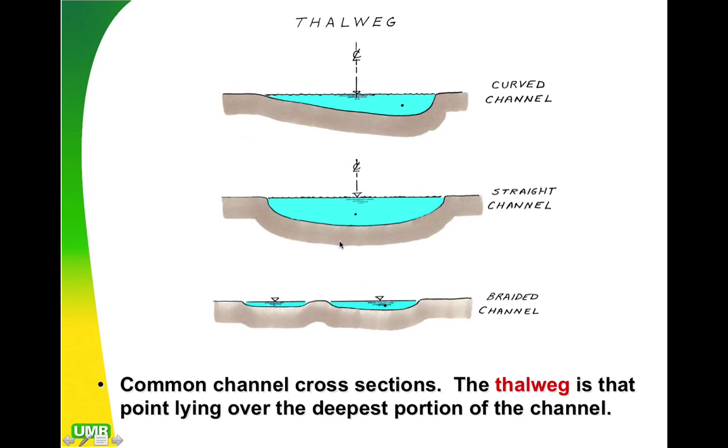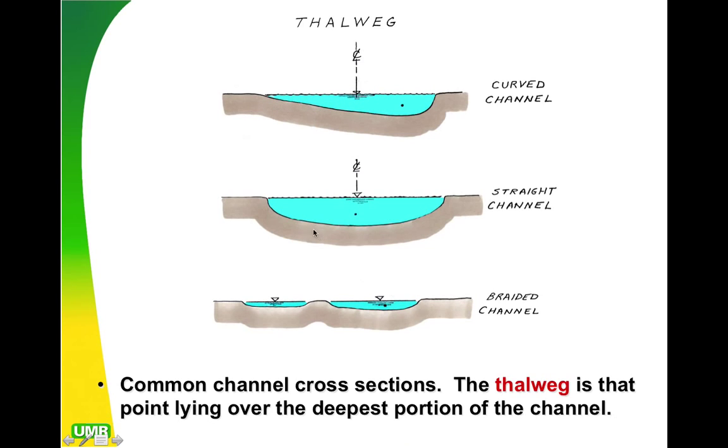And then you might be able to look at the cross section of a river as well. And here's some things that we might see. A curved channel is going to look like this. You can imagine that this is where the erosion is happening. This is where land is getting cut into. And then this is where deposition is happening. This is where sediment is being laid.